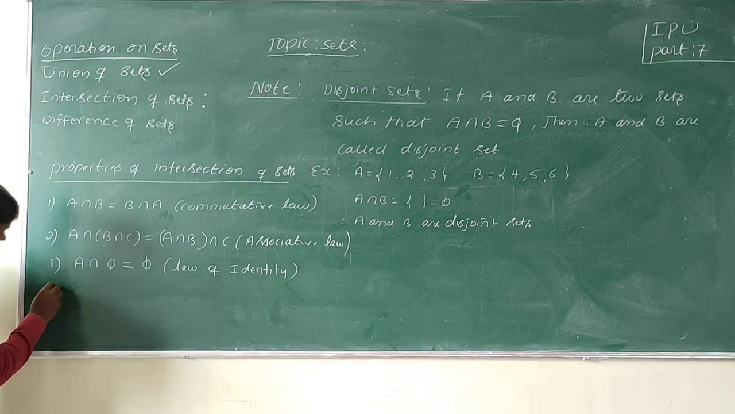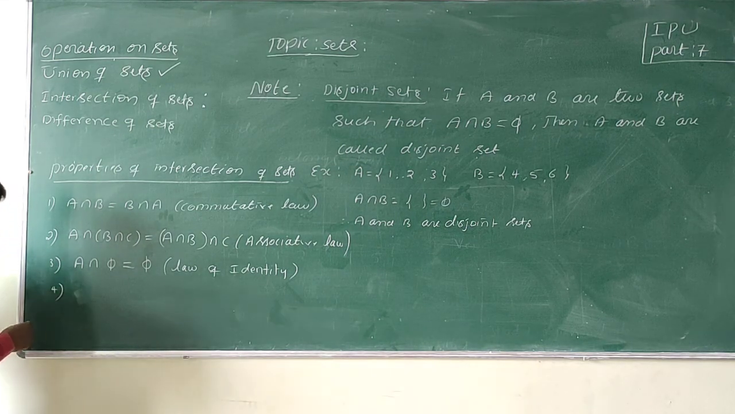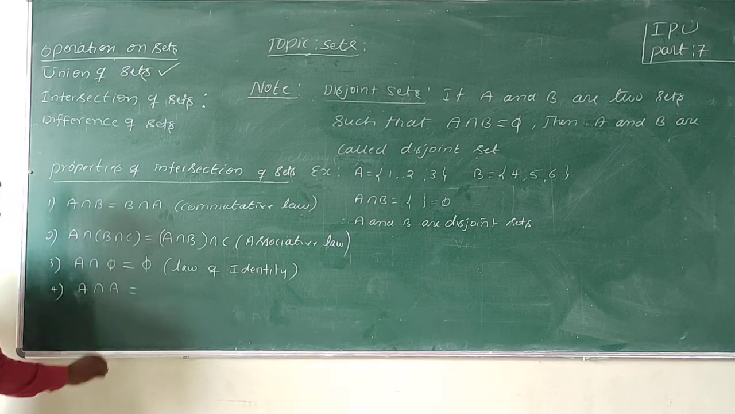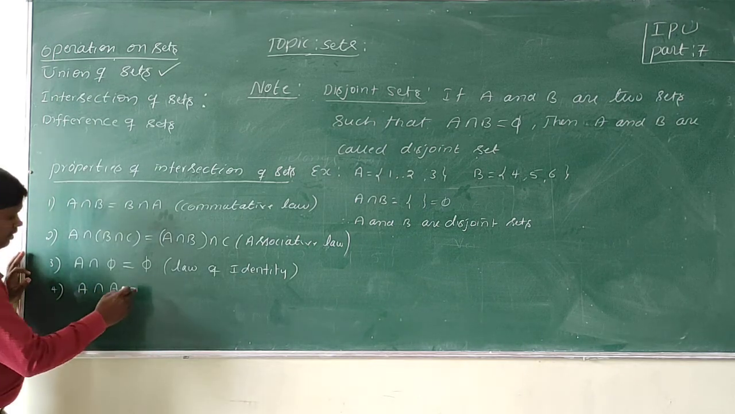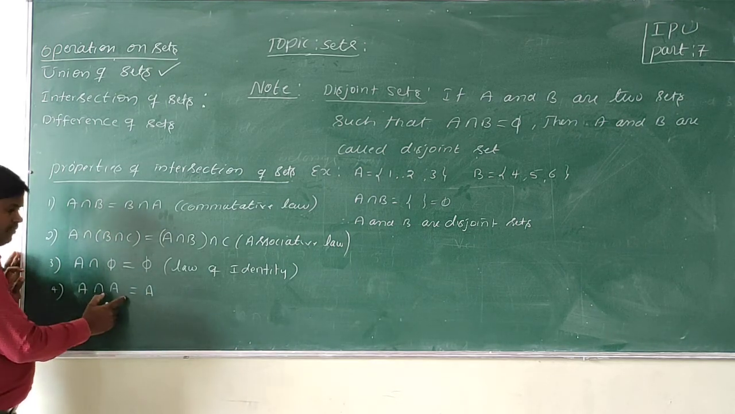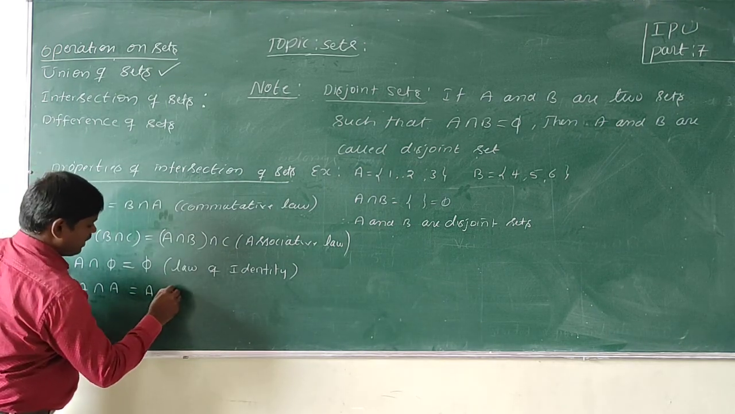Next, the fourth one is A intersection A is equal to A itself. A intersection A is nothing but A itself. So that is the idempotent law.